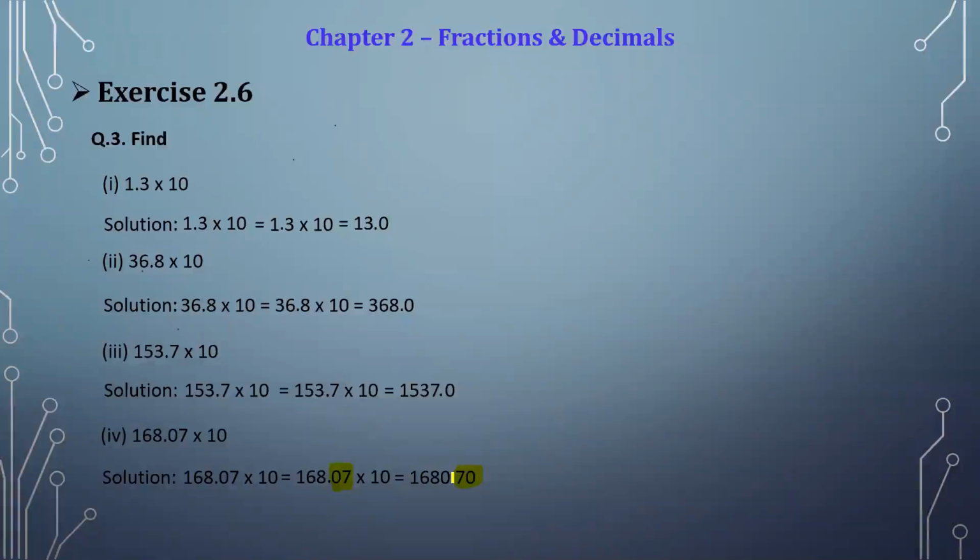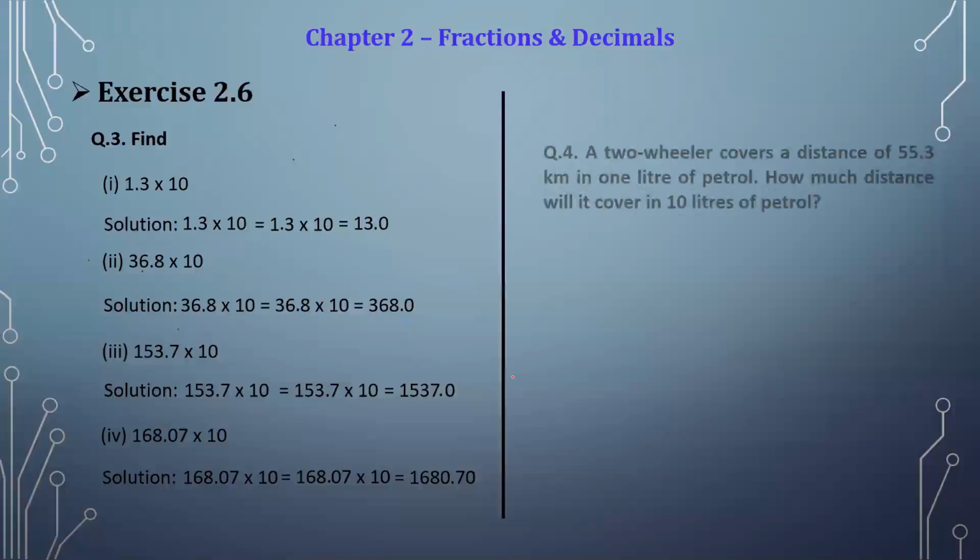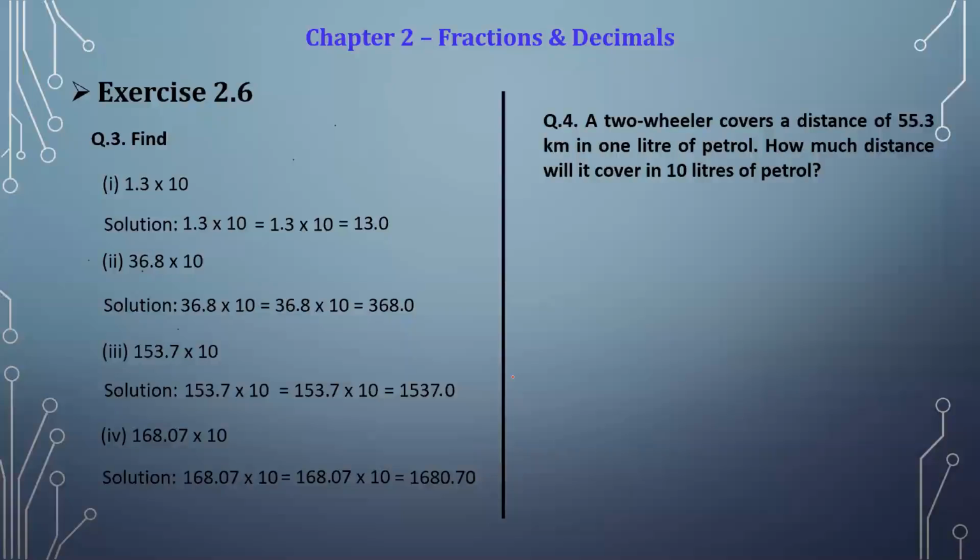And what is the second method here? You can also directly shift the decimal point to the right side by 1 digit. Here the decimal point is shifted after 0, and by shifting it by 1 digit, you get your answer. So you are free to use any one method to solve this example. Then the next example is question number 4, which is a word example.